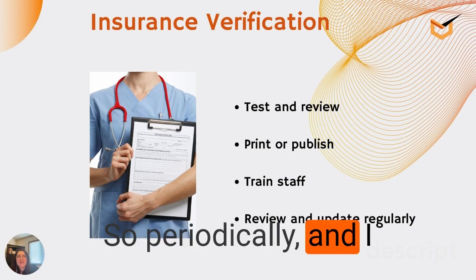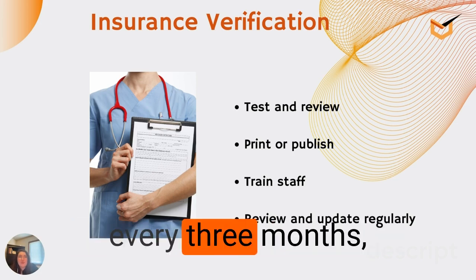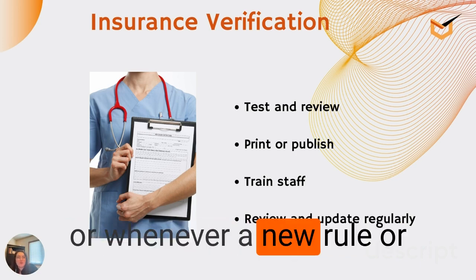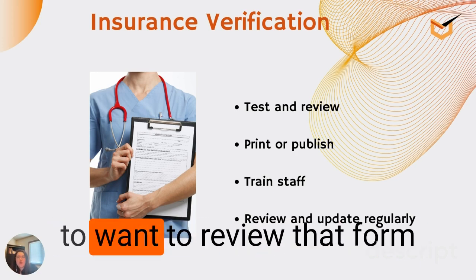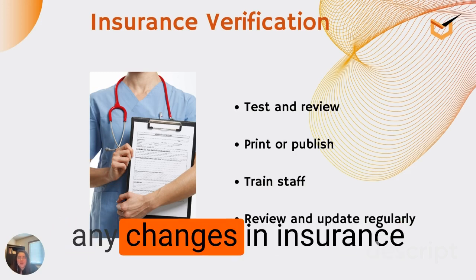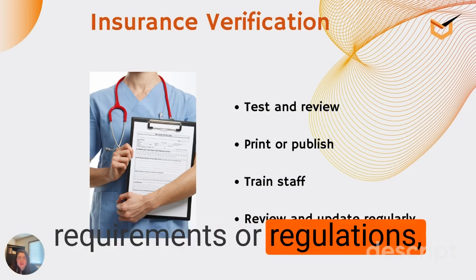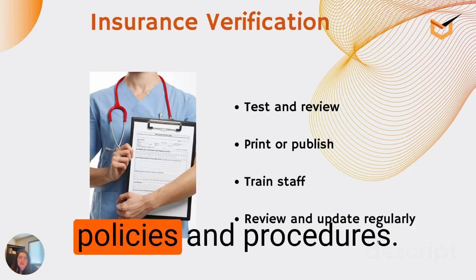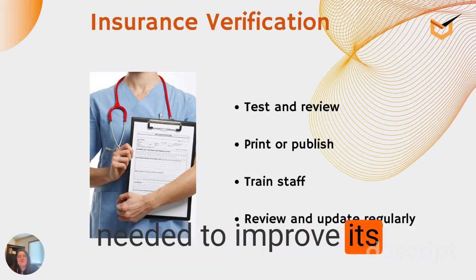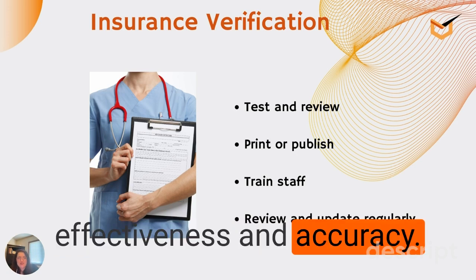So periodically, and I recommend a minimum of every 3 months, whenever there's an update in policy and procedure, or whenever a new rule or law comes out, you're going to want to review that form and ensure it remains up to date and aligned with any changes in insurance requirements or regulations, including your own internal policies and procedures. You want to make sure to update the form as needed to improve its effectiveness and accuracy.